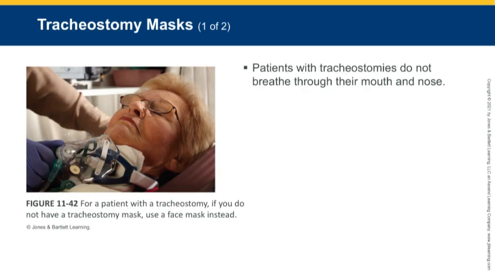Patients with a tracheostomy do not breathe through their mouth and nose, requiring specialized oxygen delivery. The tracheostomy mask is designed to cover the tracheostomy opening and deliver oxygen directly into the airway. Unlike traditional oxygen masks, the tracheostomy mask is secured around the patient's neck with a strap, allowing oxygen to flow into the stoma. It can be connected to humidified oxygen to prevent dryness, which is common in patients with long-term tracheostomies.